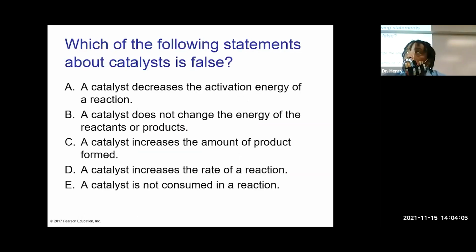Okay, which of the following statements about catalysts is false? A, the catalyst decreases the activation energy of a reaction. B, a catalyst does not change the energy of the reactants or the products. C, a catalyst increases the amount of product formed. D, a catalyst increases the rate of reaction. E, a catalyst is not consumed in the reaction.